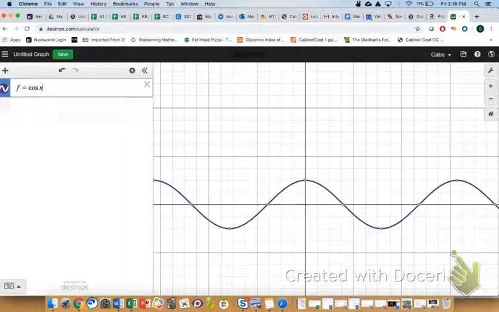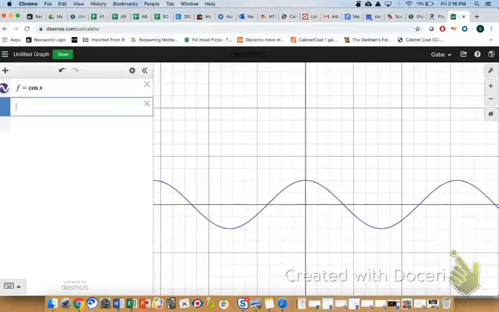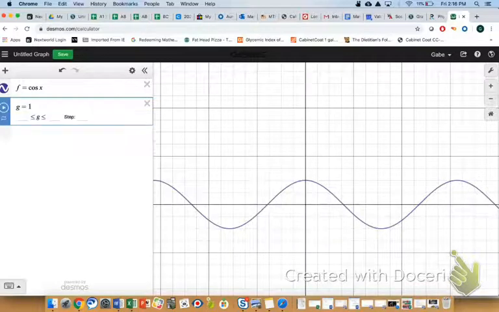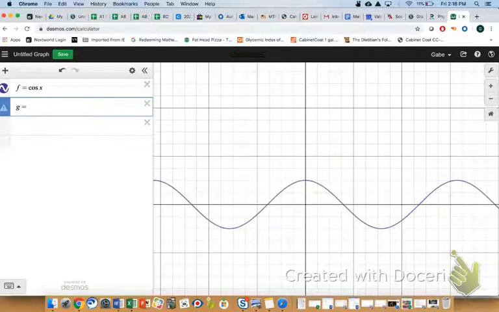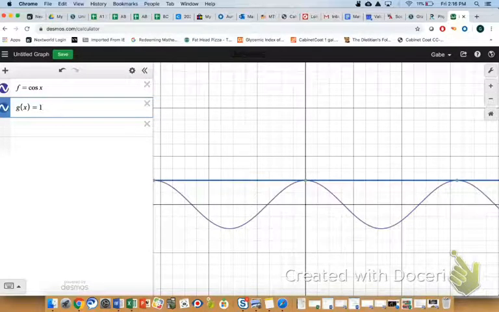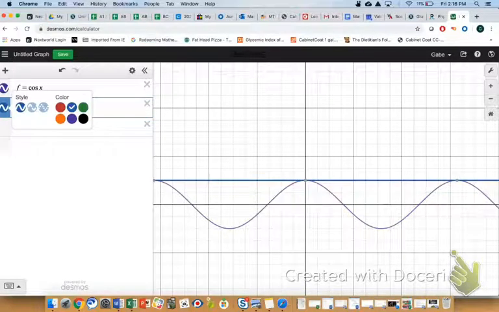So cosine of x, I'll build this out for you. I'll write g of x equals 1. And I'm going to change the color to red. And then when you do it, would it be like 1 minus?